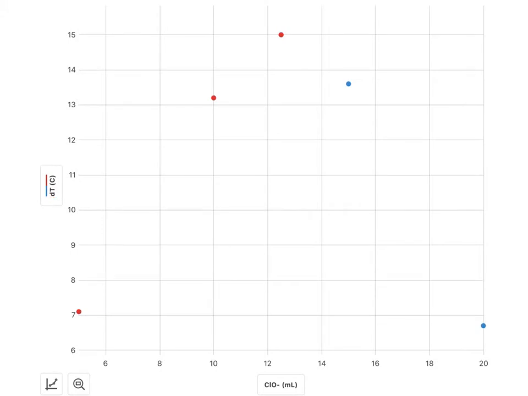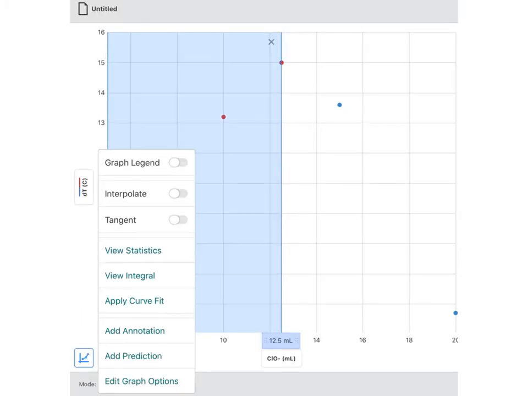So now it's time to come up with some lines of best fit for my two different data sets. And I want to use this tool or function down here, which is the little graph tool. So go ahead and hit that, and up pops another text box. Now once that opens up, there are lots of different options to choose from.